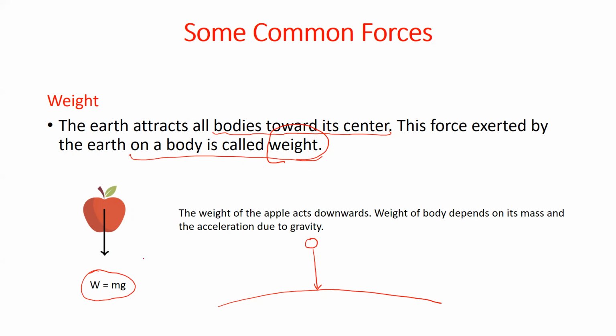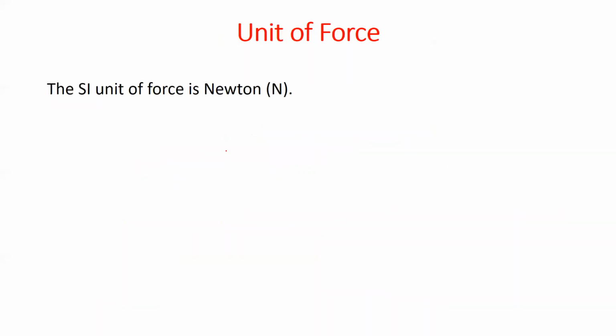Weight is mass multiplied by the acceleration due to gravity. Acceleration due to gravity is generally given by the letter g, which has a value of almost 10 meter per second square. If we multiply mass by acceleration due to gravity, we can calculate the weight of a body. The weight of a body is the force by which the earth attracts a body towards its center. So weight is also another type of force.